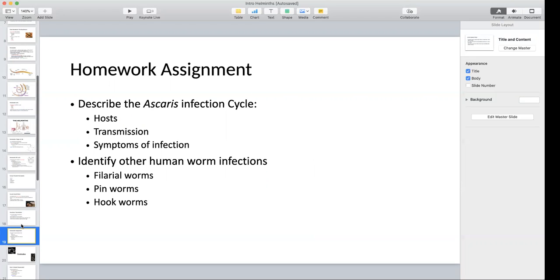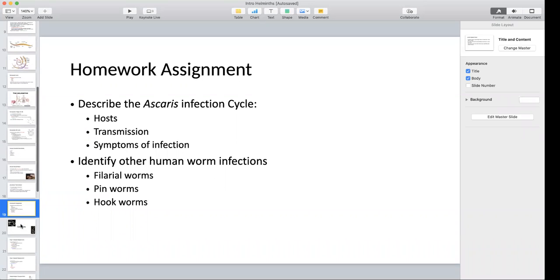So one of the assignments that I want you to work on today is describing the Ascaris infection cycle. Okay, so the host, how is it transmitted, and what are some symptoms of the infection? I also would like for you to research some of the other human roundworm infections. The filarias, pinworms, hookworms, you've probably heard about them before. All right, we're going to keep going today. Normally, I would stop here and let you go finish working on the nematodes, but we're going to move on today because we're a little behind.